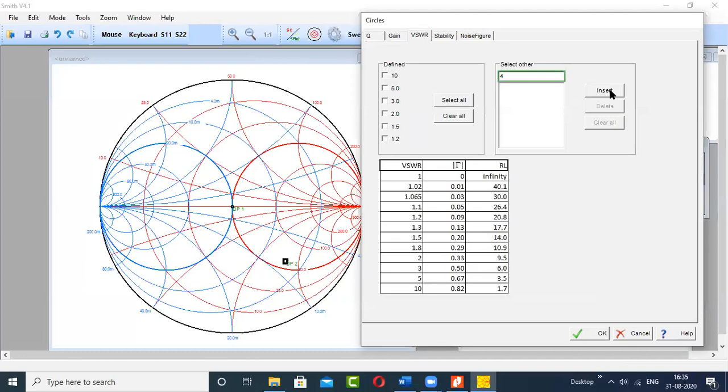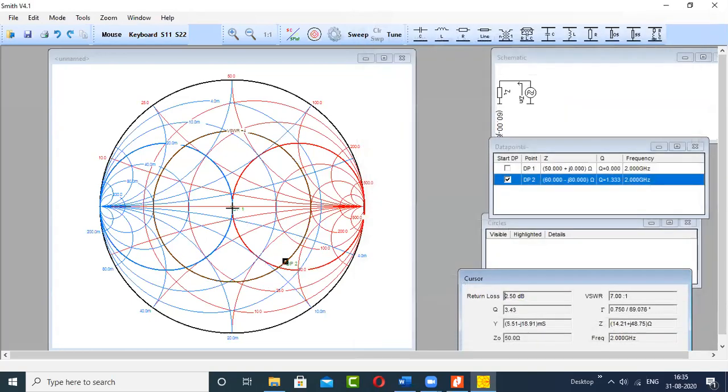So you see here one VSWR circle appears, right? And if you want to delete it, just select this and the delete button should get activated. It's not coming. Anyway, later on we'll see. So now you have got the SWR circle. Just click OK. So here you have plotted the reference impedance, the load impedance, and for this load impedance, you have got a VSWR circle also.